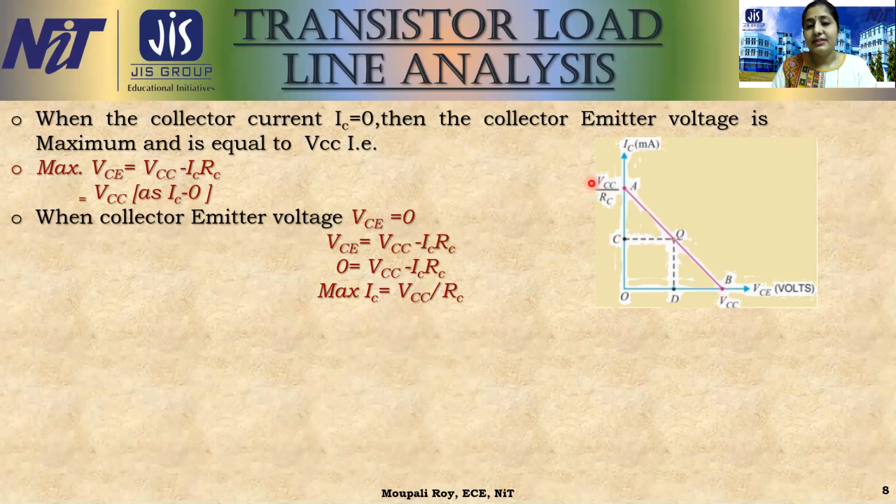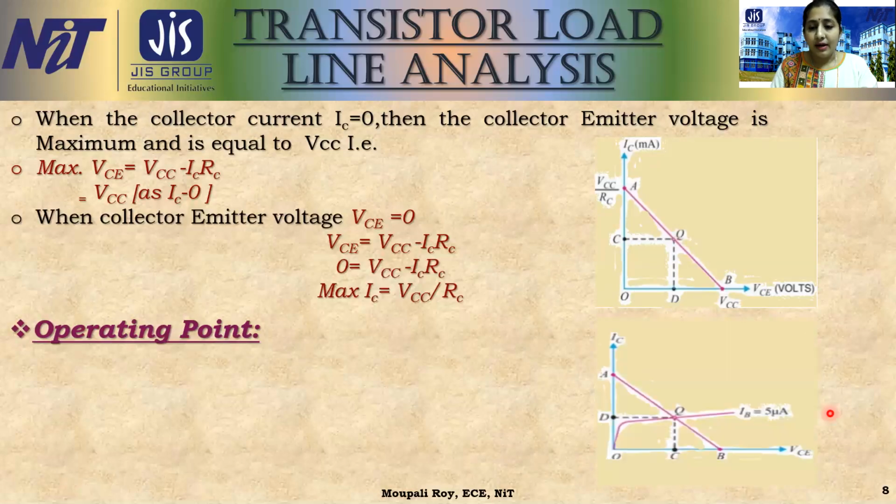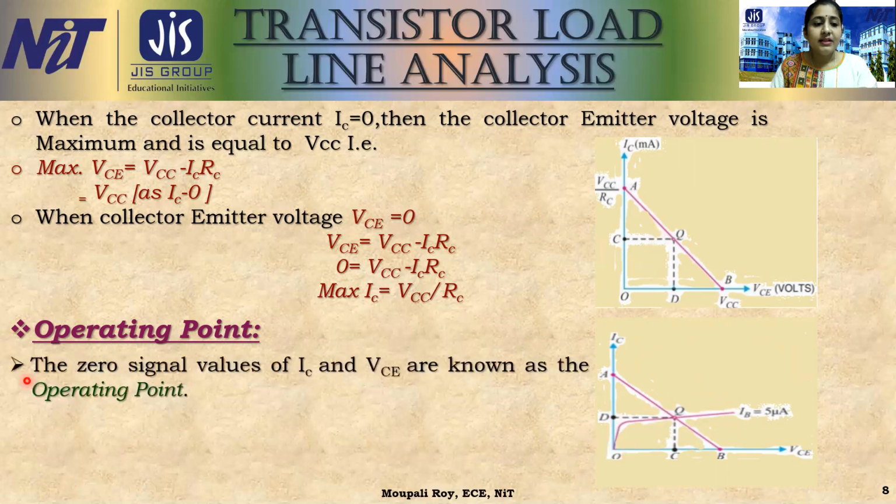This is our DC load line. Now, this operating point, how are we getting the operating point? This Q. See, there we are mentioning a Q, and this is also a Q, and we are connecting a graph. This Q is which one? The zero signal value of IC and VCE is known as the operating point.